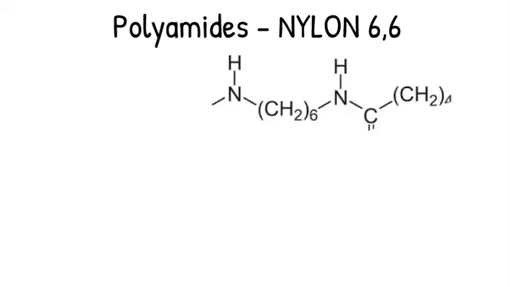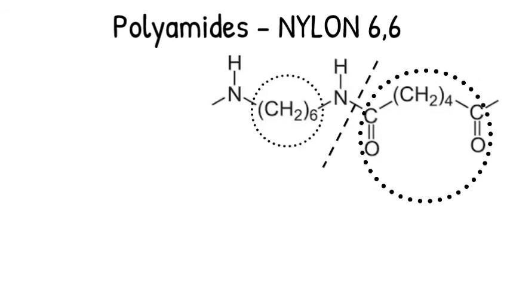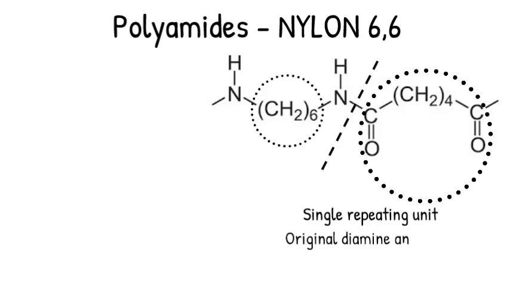Another important and common polyamide is nylon. This version of nylon is called nylon 6,6, and the 6,6 is to do with how many carbon atoms there are in each monomer, as shown here. If we now take a line through the middle of the amide group and split this back up, you'll see the original monomers were a diamine and a dicarboxylic acid. However, what's drawn here is a single repeating unit consisting of one of each of the monomers in this case. And here you can see some of the uses of nylon 6,6.